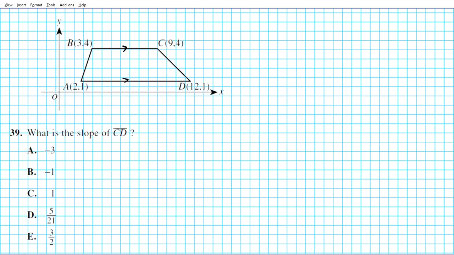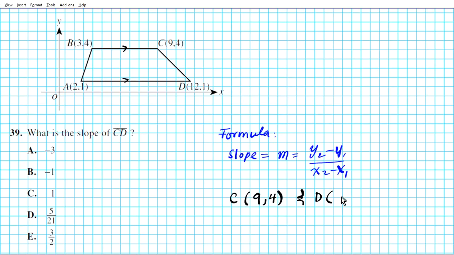To do that, we're going to start by taking a look at the formula for the slope of a line segment. So let's go ahead and write this down. The formula for slope. Slope in coordinate format is given by m, which is y2 minus y1 over x2 minus x1. Okay, so we're looking for the slope of CD. So we need C. Point C is 9, 4, and point D is 12, 1.